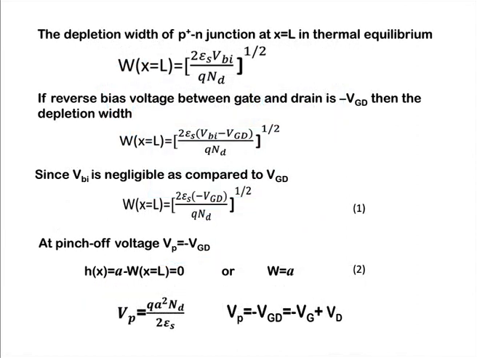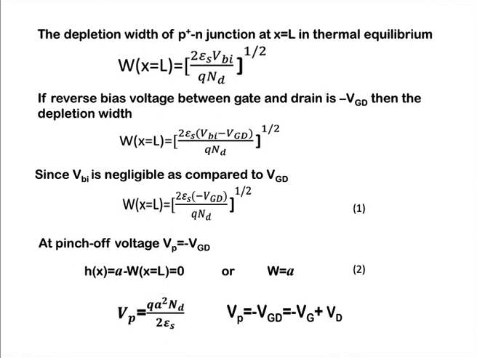Here we can calculate the depletion width at the drain position using the same PN junction analysis we have done. In thermal equilibrium the depletion width W at x equal to L is the square root of 2 epsilon s VBI upon Q ND. Here epsilon s is the permittivity of the semiconductor, VBI is the built-in potential at the junction, ND is the channel doping, and Q is the charge. This depletion width is in thermal equilibrium.